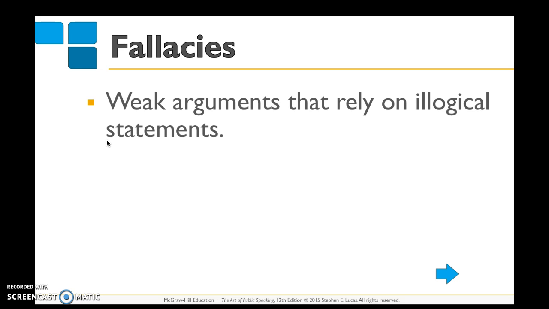A fallacy is an error in reasoning. There are 10 fallacies that seem to be the most common in student speeches, and those are the ones I'm going to be going over today. I'll also provide some links of examples if you want to go back and look at different examples of the fallacies. All right, so let's get started.